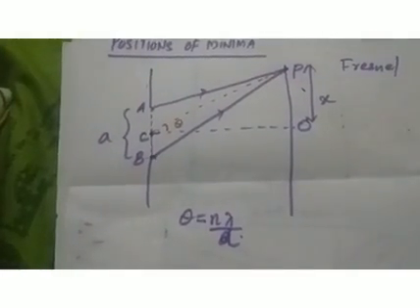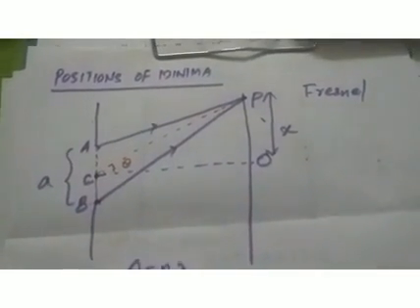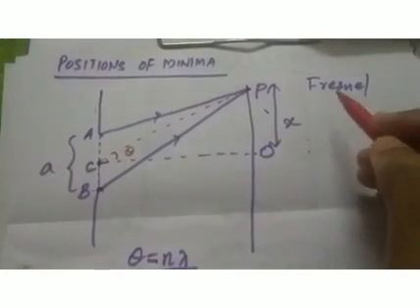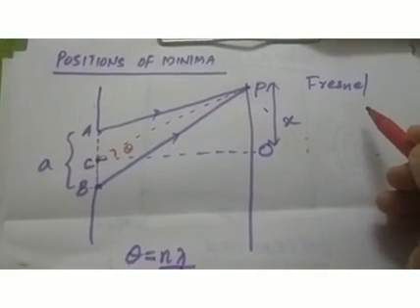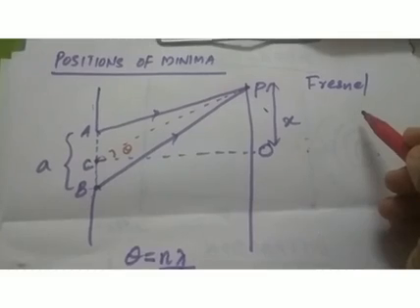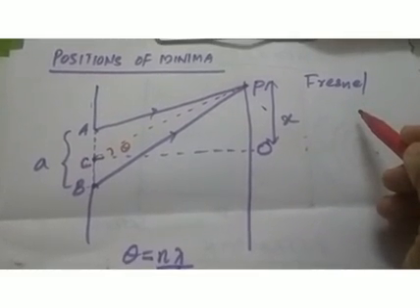So let's explain the formation of secondary minima first. A brilliant scientist named Fresnel studied more about the diffraction pattern. He divided the slit into small parts and studied it very vigorously and summed up contributions from all the elements.